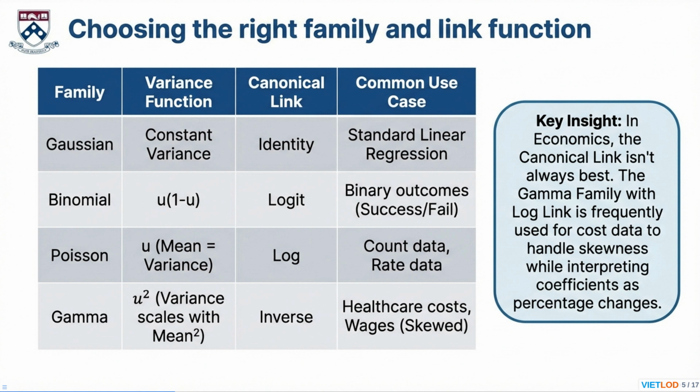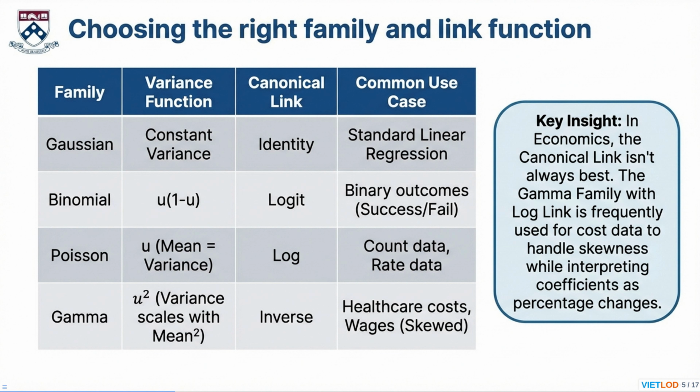Let's look at this table of common choices. The Gaussian family assumes constant variance and uses an identity link, which is just standard linear regression. The binomial family is for binary outcomes. Its variance depends on the mean, mu times 1 minus mu, and its canonical link is the logit. For count data, the Poisson family assumes the mean equals the variance. Its canonical link is the log link. For skewed, positive data like healthcare costs, the gamma family is very useful. Its variance scales with the mean squared, mu squared. While its canonical link is the inverse, in economics, we often prefer a log link.